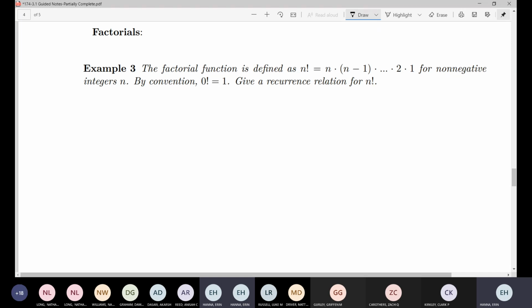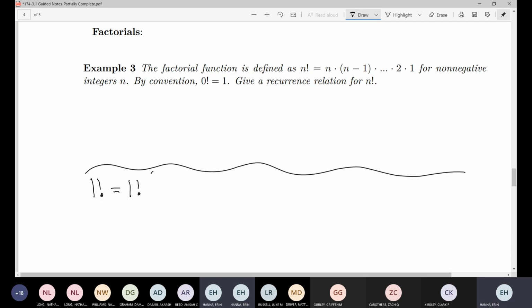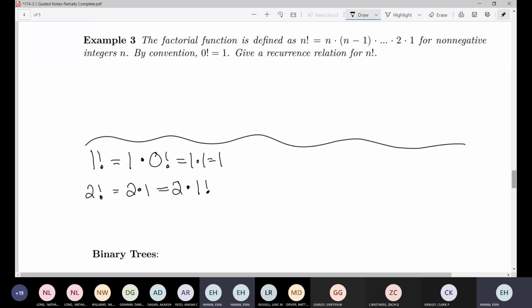So we can define this recursively. I'm going to leave some space here for the recursive definition that I'm going to write in a second. But if you think about it, 1 factorial is 1 times 0 factorial, because 0 factorial is 1, so 1 times 1 is 1. And 2 factorial should be 2 times 1, so you can also think about that as 2 times 1 factorial. I'm building up to what the recursive definition is going to look like.